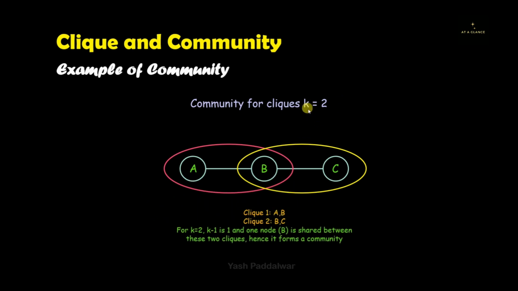So if this particular graph has to be a community, both the cliques AB and BC must share k-1 nodes in common. Here k equals to 2, hence k-1 is 2 minus 1, which is 1. Here one node, that is B node, is common between both the cliques AB and BC. So by the definition we can clearly say that this is a community for k equals to 2 cliques. So I hope it is clear now for k equals to 2 how it forms a community and how to identify whether it is a community or not.